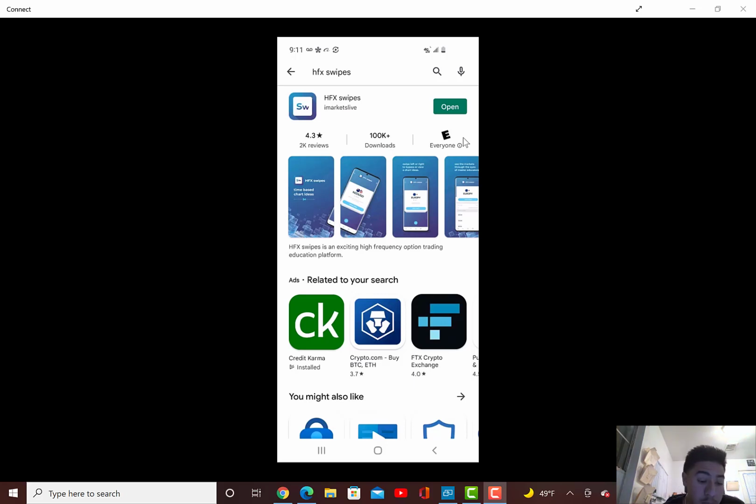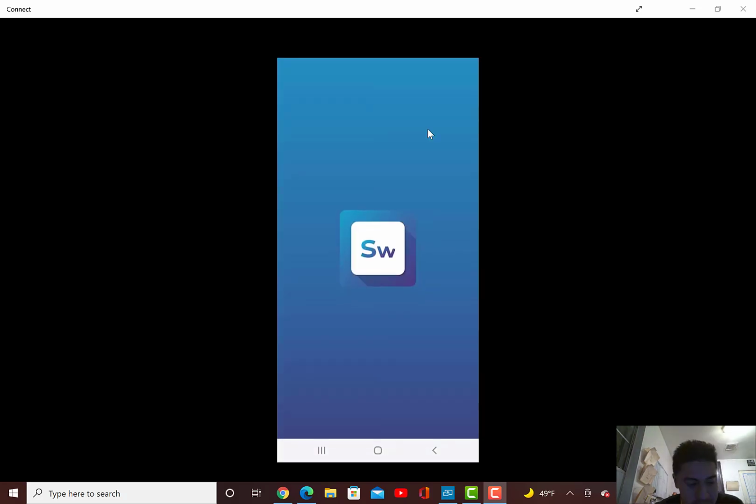So real quick before I open it, HFX Swipes is literally an app that helps you make money. You have live educators that are watching the market throughout the day. They see a good trade setup, and what they do is they send it out through the app. So you literally get a notification directly to your phone when there's a good trade idea. They send it to you, you can analyze it, you can take the trade, make some money without even knowing what you're doing. So let me go open it up real quick.